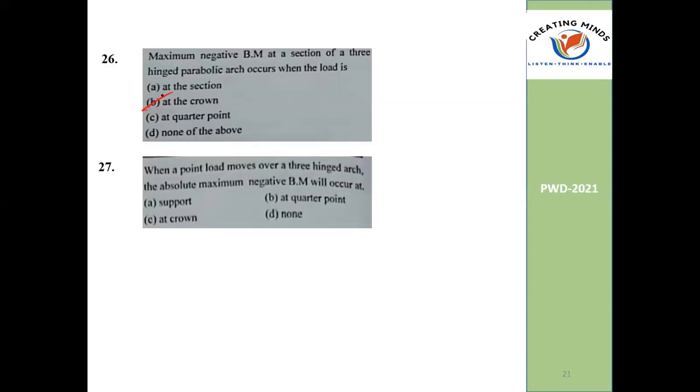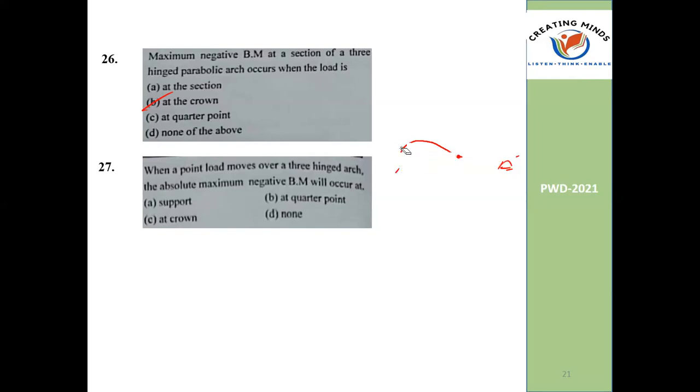When a point load moves over a three-hinged arch, the absolute maximum negative bending moment will occur at where? See, option C. Please keep one point in your mind. If you are not able to analyze the influence line diagram of an arch, it's generally referred to as similar to a beam, like two hinges. When you are writing the shear force or bending moment diagram for this, one more hinge is there. I have shown the equation for your arch, like this and this. This is the positive and negative moment. So this is the thing you have to remember. I have shown the maximum and the minimum values and all.